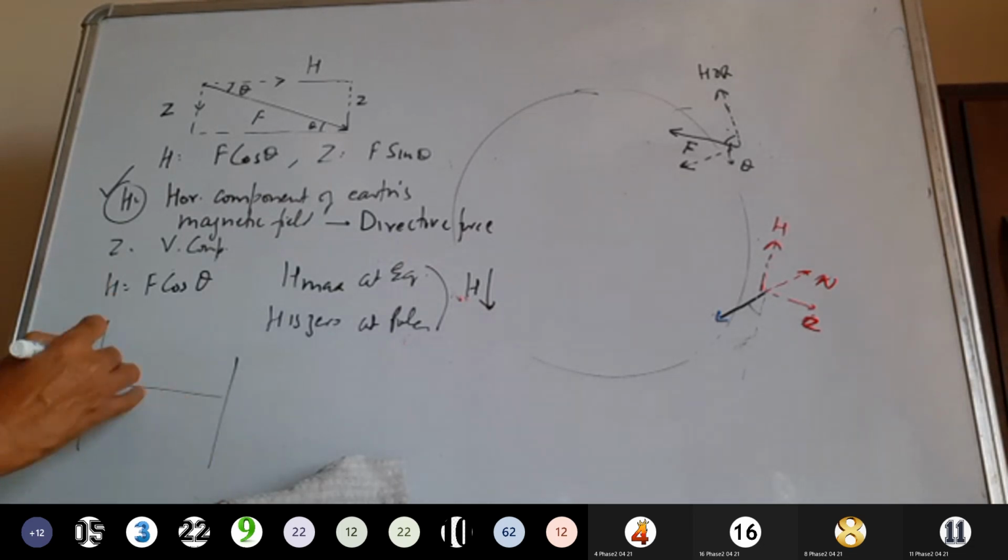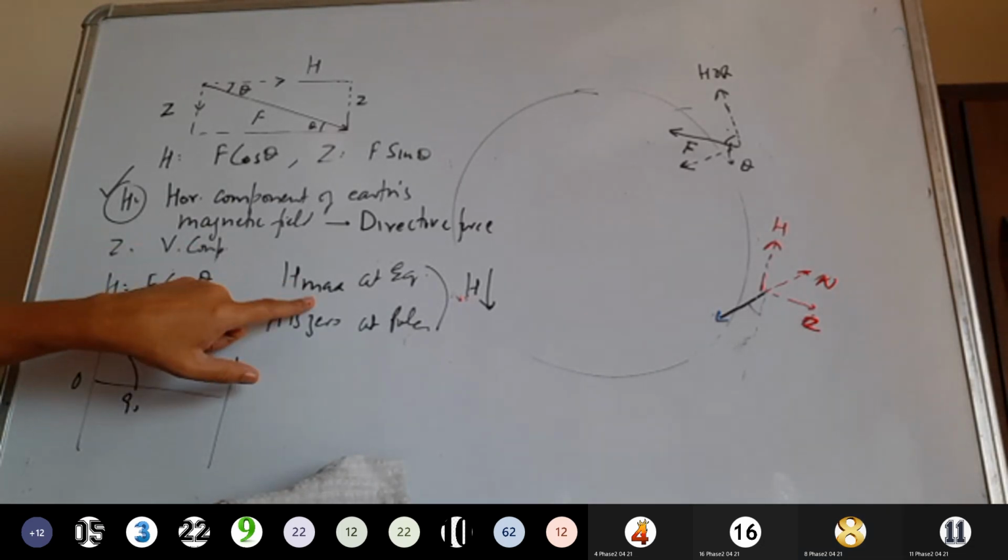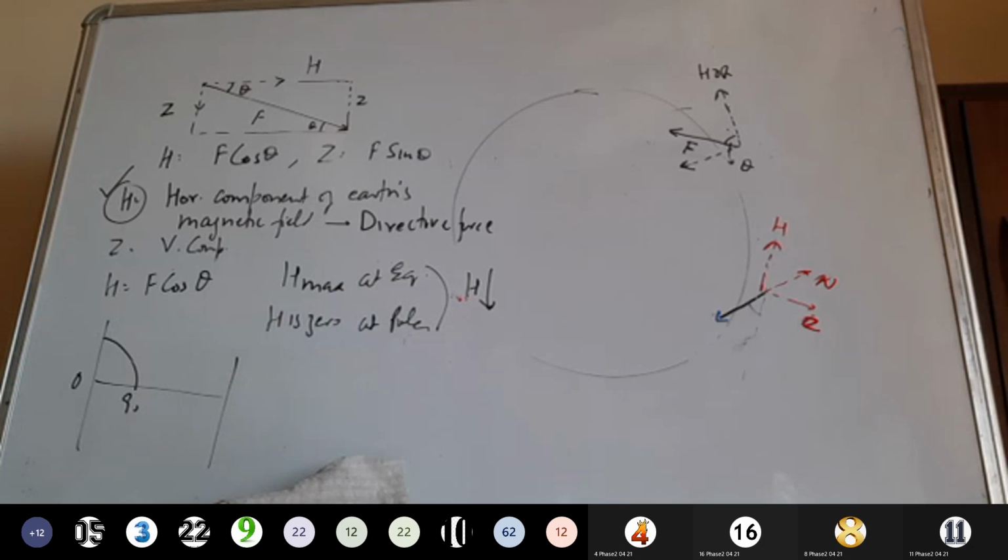How does the graph of cos theta look? Between 0 to 90, it comes like this. This is 0, this is 90, correct? Yes, sir. Okay, so that means the directive force is becoming weak as we go to the higher latitude. Can we say that? Yes, sir. So that is why the magnetic compass is not so reliable in the higher latitude.